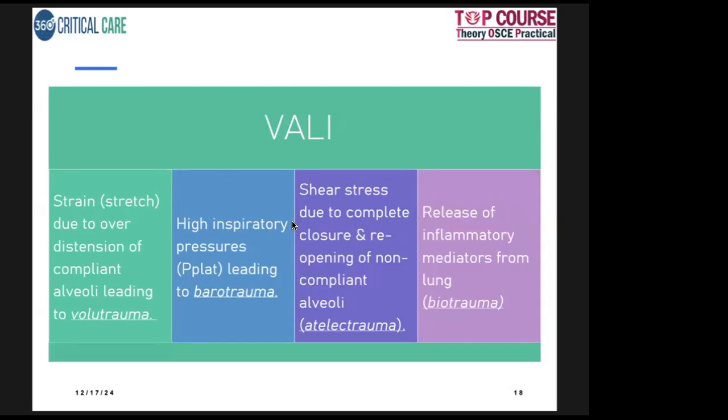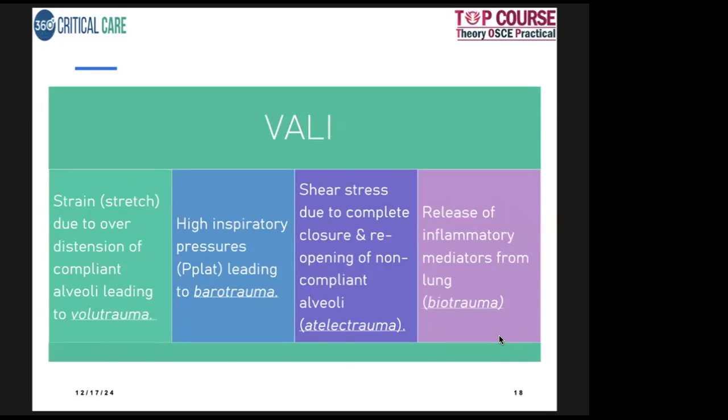Okay, so what are all the various types of VILI we do see? Strain, which is due to the overdistension of the compliant alveoli leading to volutrauma, or there could be high inspiratory pressures leading to barotrauma, and there could be shear stress due to the complete closure and reopening of the non-compliant alveoli leading to atelectotrauma. And the release of inflammatory mediators from the lung could be named as biotrauma.